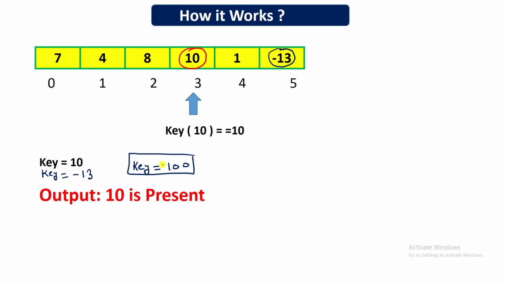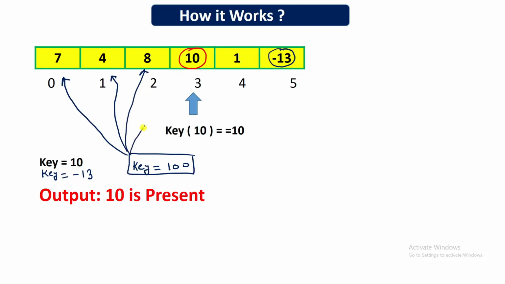So basically again my linear search algo will work linearly. In a sequential manner it will check each and every element, whether my key is equal to any of the elements or not. So 100 will be checked with this 7. It is not equal. 100 is equal to 4, not equal. 100 is equal to 8, no.